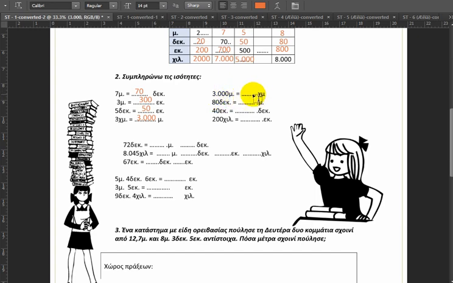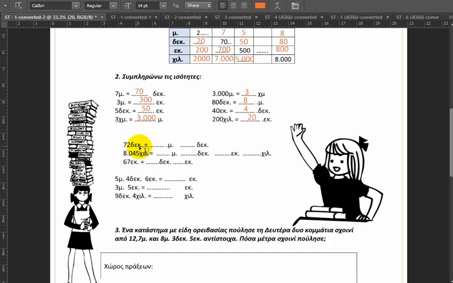3,000 meters into kilometers would be divided by 1,000, so that would give me 3. Then 80 decimeters into meters, that would be divided by 10, so 8. Then 40 centimeters into decimeters, I would have to divide by 10, so 4. And 200 millimeters into centimeters, I would have to divide by 10, so 20.